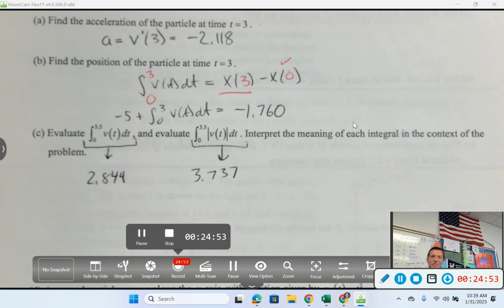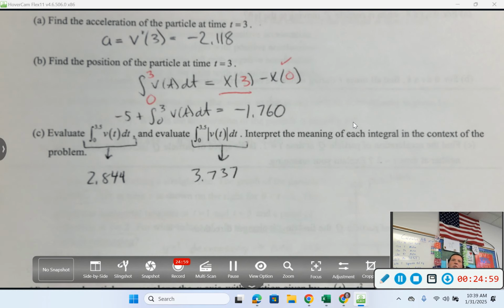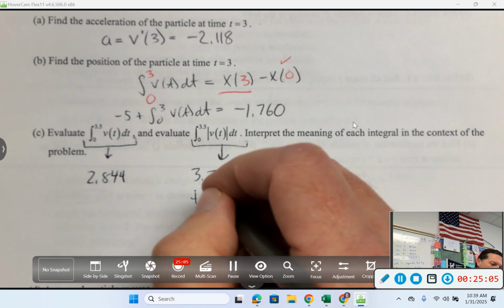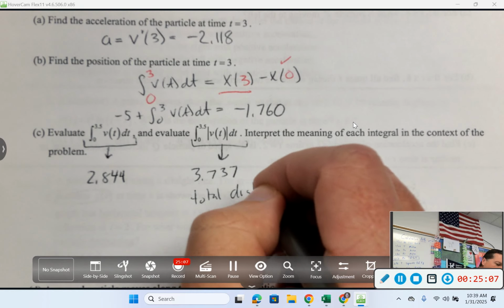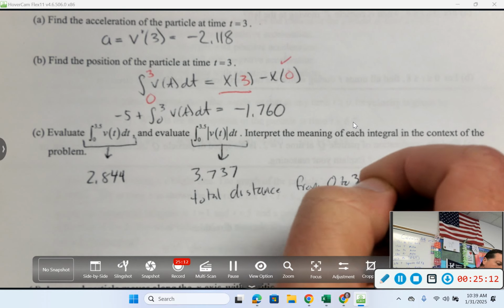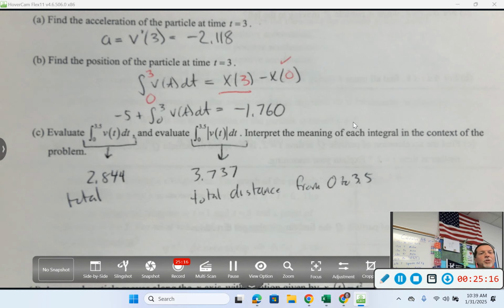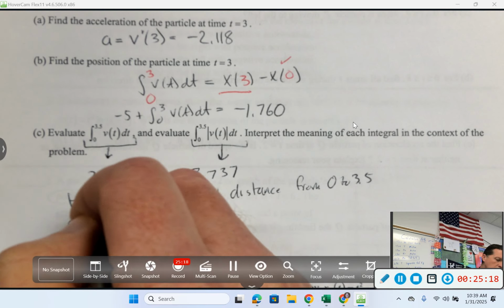Okay. Distance will always be positive. That's one way to say it. Yeah, you want the distance to always be adding, right? Even if you're walking backwards, you're still traveling. So this one is total distance, and we should probably say from 0 to 3.5. The other one is, what's the other word? Total displacement. Warren, what's up?